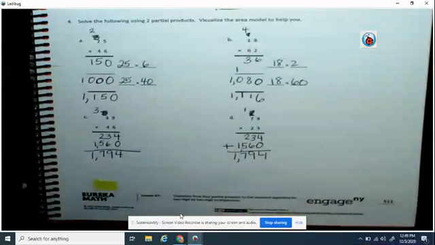Different equation. Same answer, different equation. All right, so there we go.